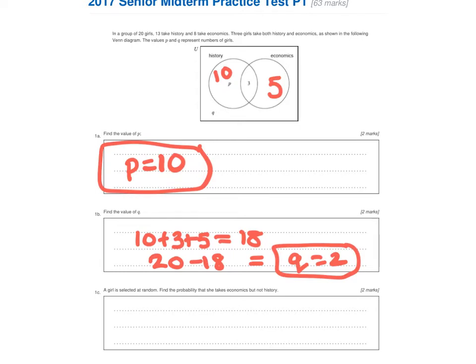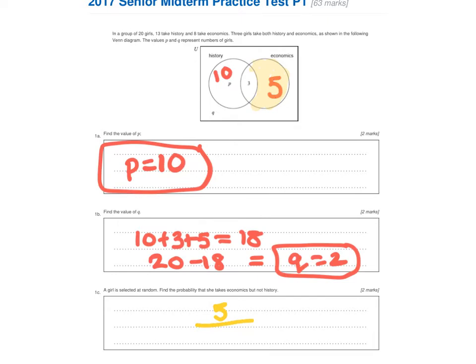And then it says, a girl is selected at random. Find the probability that she takes econ but not history. Well, we need to go ahead and find where is the group that's taking econ but not history. This is the group taking econ, but these 3 are taking history. So the group that is not taking history is this whole area over here. Just those 5. So there are 5 girls that take econ but not history.